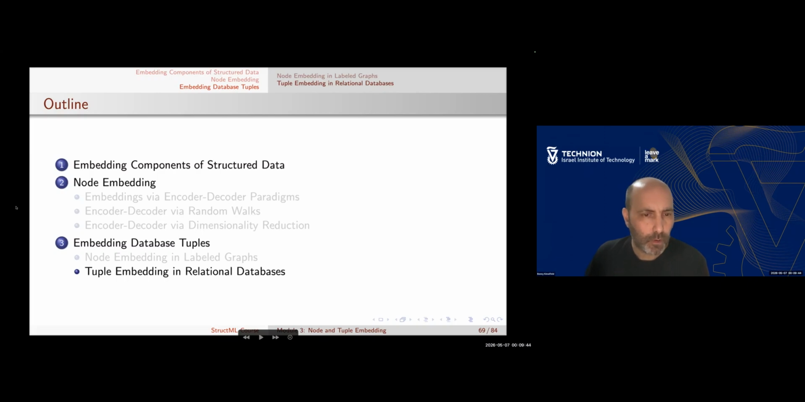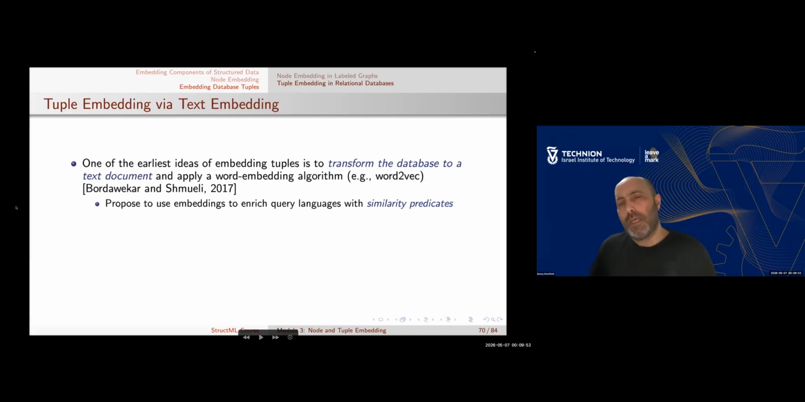Finally, we're going to talk about embedding of database tuples directly from the relational database. Now, earlier ideas of embedding tuples really came directly from text embedding. They were inspired by text embedding. They were using text embedding.